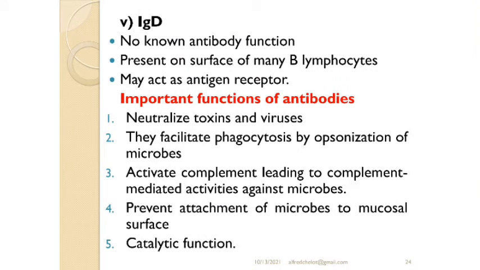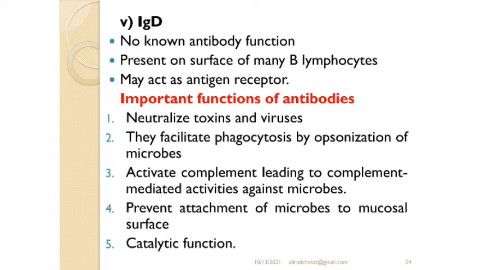Lastly, we shall look at immunoglobulin D. So this one is an immunoglobulin that has got no known function, and it is found on the surface of many B lymphocytes, and they may act as antigen receptors.